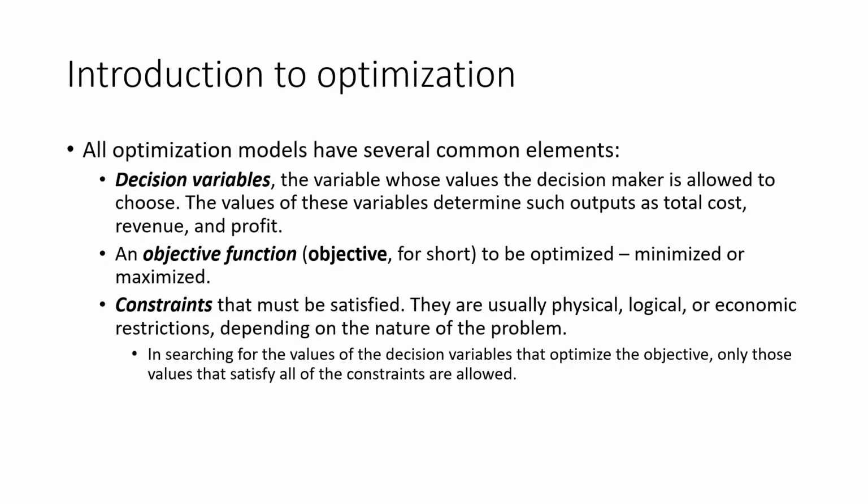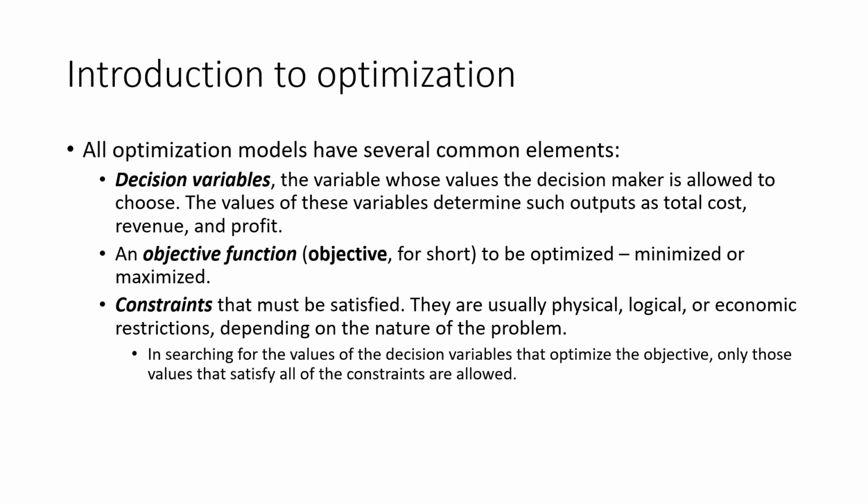All optimization models have several common elements. There's something called a decision variable, and like we've seen in many of our other models, a decision variable is the thing you're allowed to choose, or the decision maker is allowed to choose. So for example, how many shirts do you order, how many of each product do you make, or whatever it is. Your objective, or your objective function, is the thing you're trying to optimize, and usually we're trying to maximize it or minimize it. And then a constraint is something that needs to be satisfied.